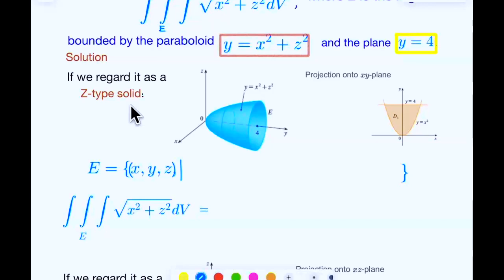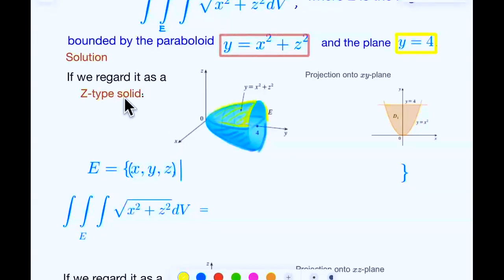this one over here. That's half a surface. By this surface below, and then bounded above by this surface over here, like that. Okay, so E is bounded below by the blue surface here, bounded above by this surface over here. So we can regard it as a z-type solid. Okay, so let's write down this solid here, the E.